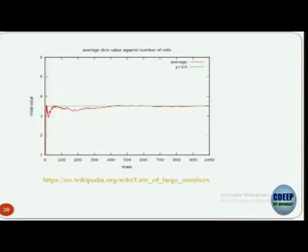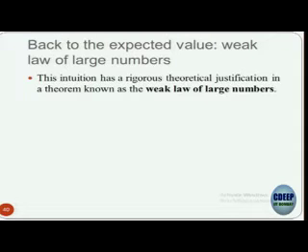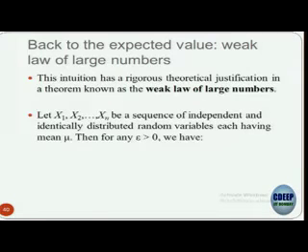So this is like an experimental confirmation of our intuition, right? But there is a proper full-fledged theorem about this, which is called the weak law of large numbers. So our intuition, which I spelt out on these earlier slides, has a rigorous theoretical justification. So what is this theorem? Let us say x1, x2, all the way through to xn are a sequence of independent and identically distributed random variables, each having mean mu.